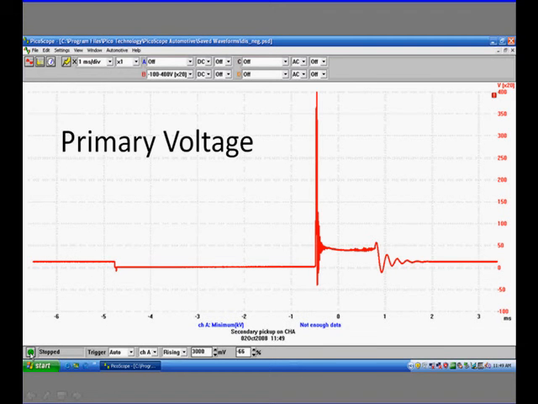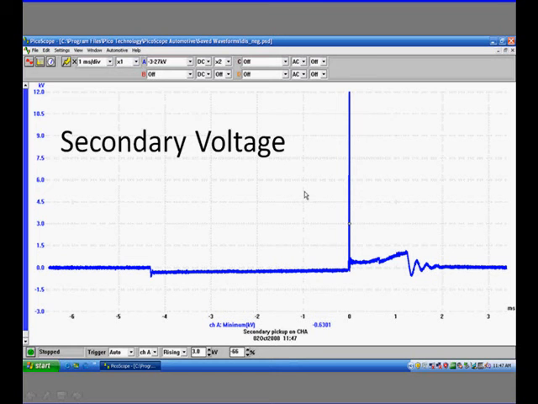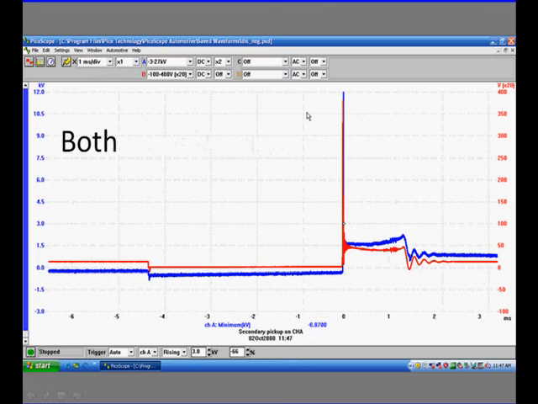Now, this is a primary voltage signal, and you can see that it has a lot of information in it. It starts off on the left, and then we have coil turn on, then we have our inductive kick, and then we have our firing line, then we get our oscillations. Well, you see the same thing in secondary voltage. They don't look that different, do they? In fact, if we lay one over the other, you can see they both look very similar.